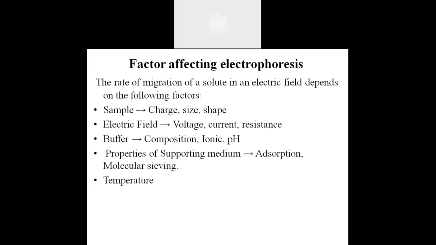Moving to the next slide, these are the factors affecting electrophoresis. The rate of migration of a solute in an electric field depends upon the following factors: net charge, size, shape of the particles, the pH of the medium, the strength of the electric field, the properties of the supporting medium, and the temperature. These are certain factors which affect the rate of migration in electrophoresis. Now I'm moving to the next slide.